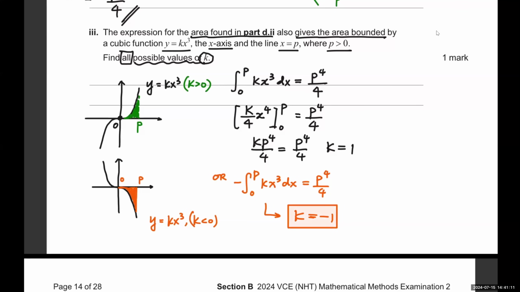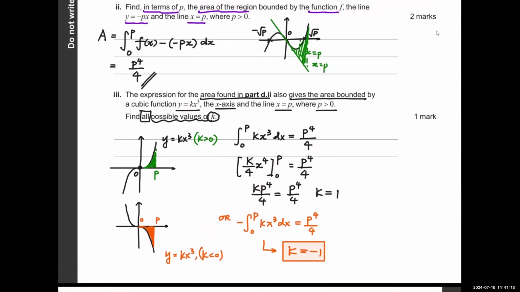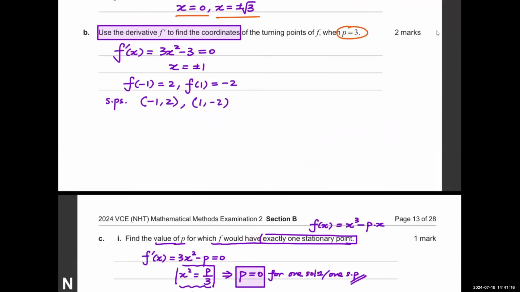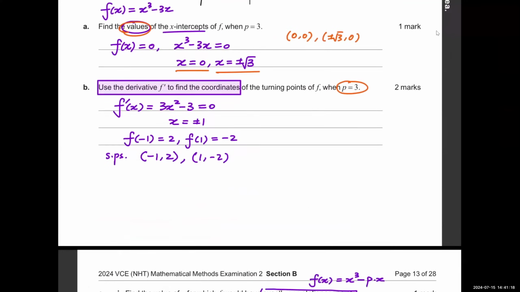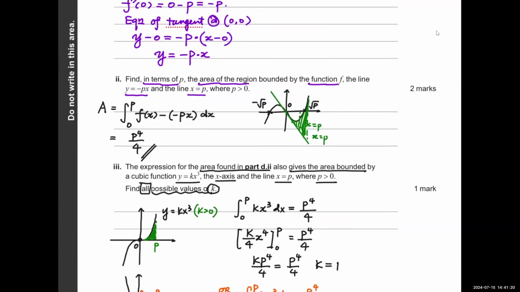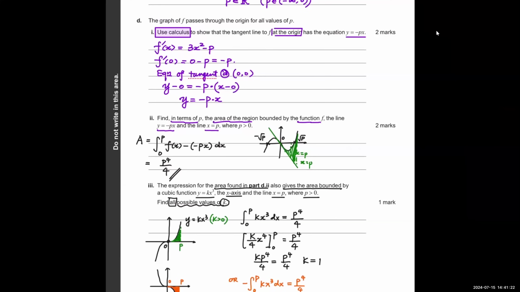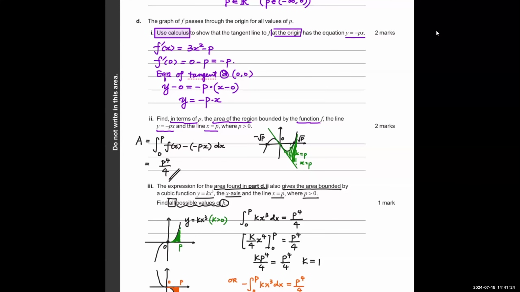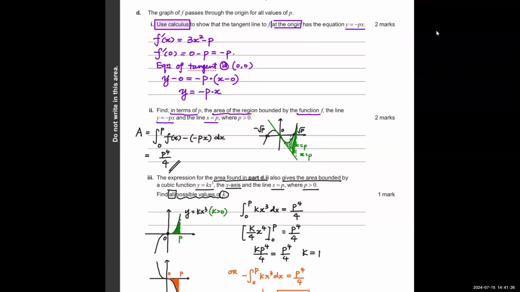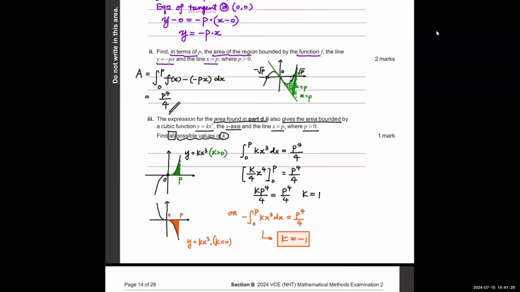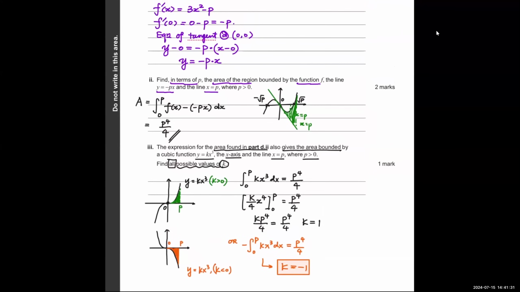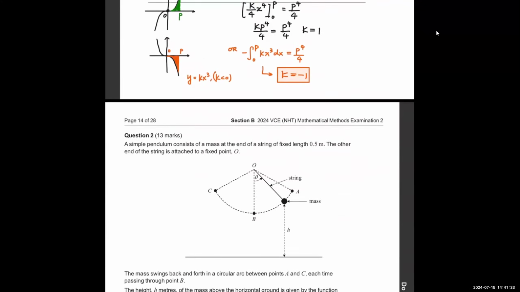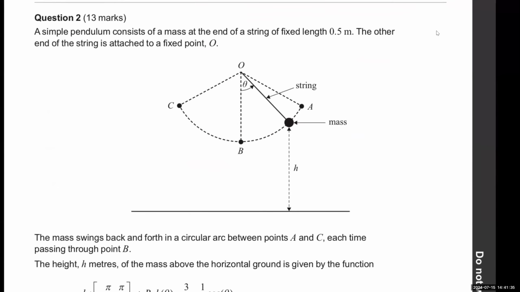Okay? So I would say the first question is like an entry-level question. But you do have to be very careful with part D, because part D gives you some sort of general case in terms of parameter p instead of a specific value. Okay, let's move on. Question 2, 13 marks.